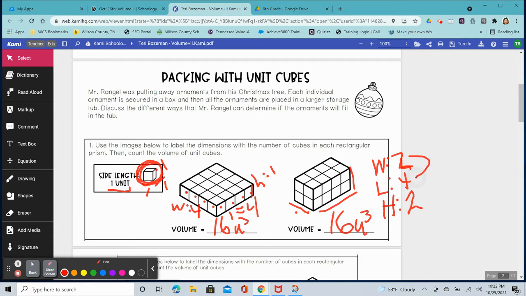2 times 4 is 8. 8 times 2 is 16. So again, we can count our cubes. We can use our formula. Length times width times height.